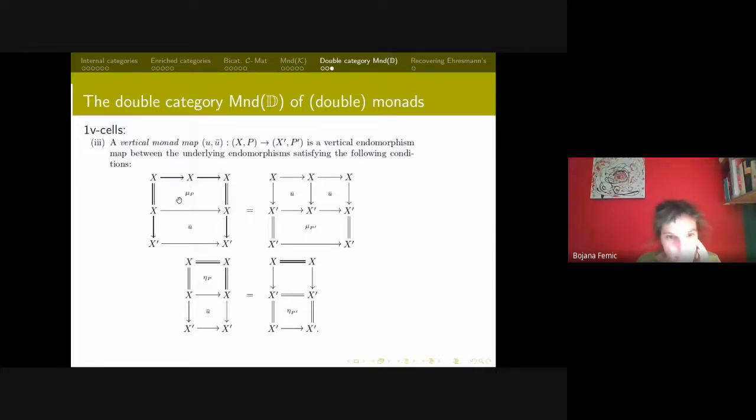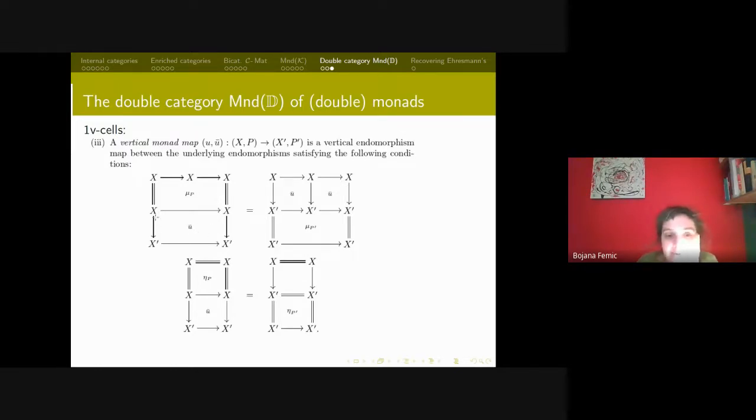Here below they don't write the names of the horizontal one-cells, but I'm telling you: on the top you have P and P, composed as PP. In the middle, the horizontal one-cell is also P. So the two-cell mu goes between them. And then goes a square, which is denoted by U bar.